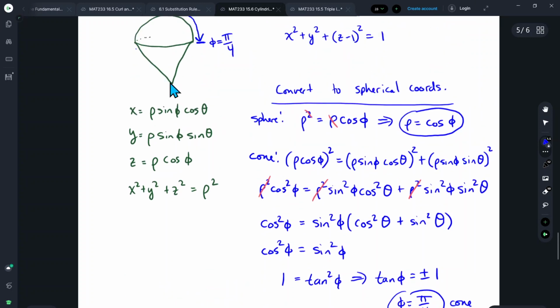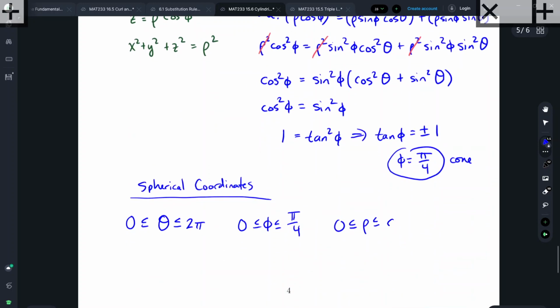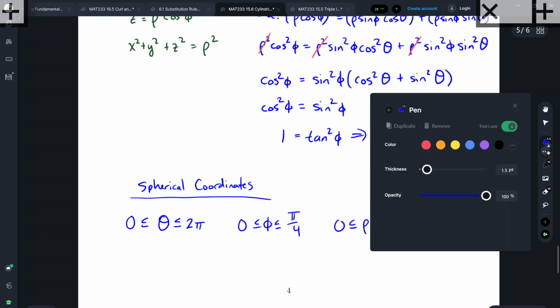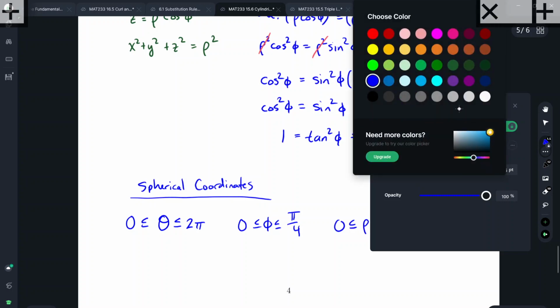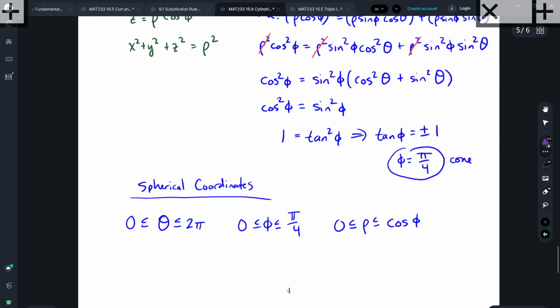And then finally the parameter rho basically is starting from the origin and reaches to the sphere, right? And the sphere was described as cosine phi. So this goes up to cosine phi, where the cosine phi is describing the sphere.